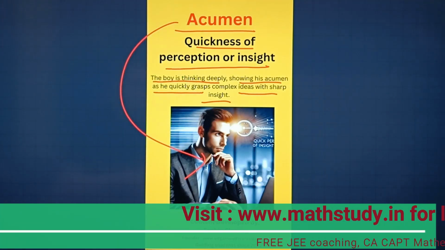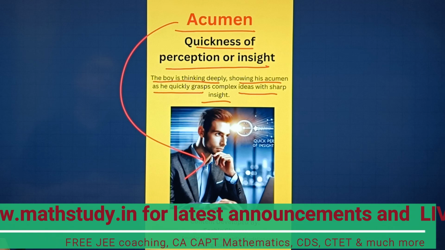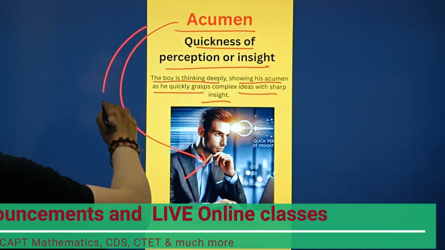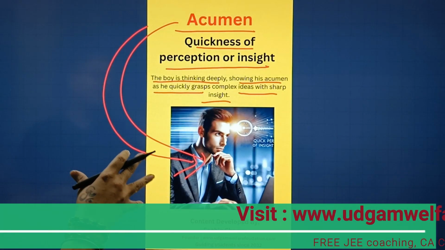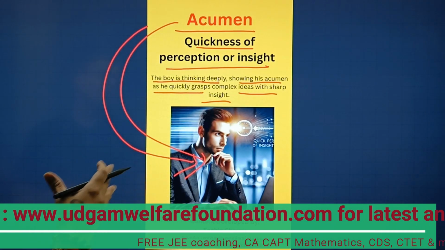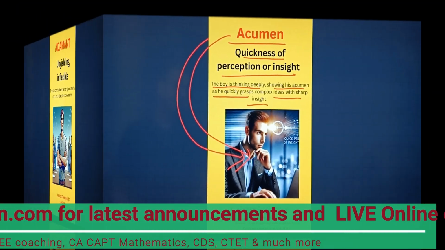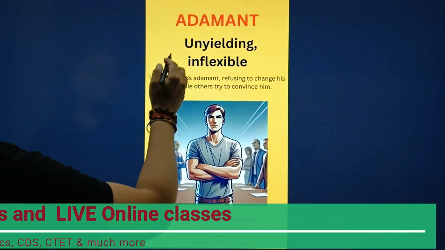So how you are going to memorize this one? You can simply link this particular word with the help of this picture where a person is thinking and trying to understand something quickly. Now let's move towards our next word. So your next word is adamant.